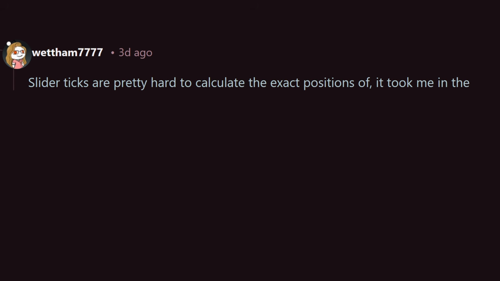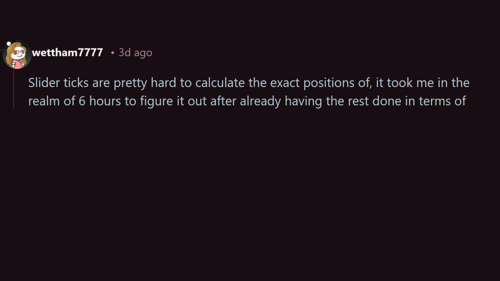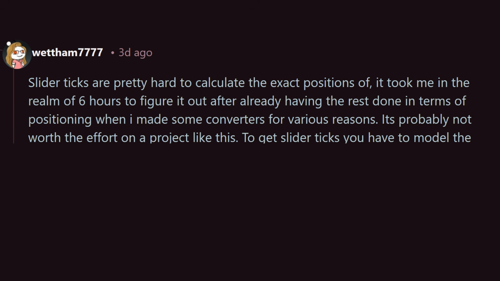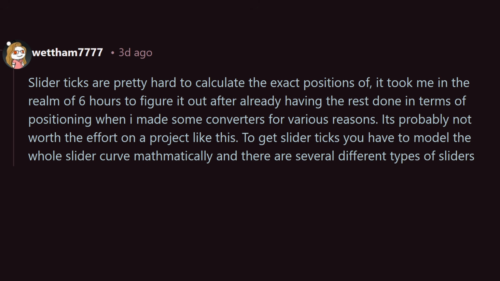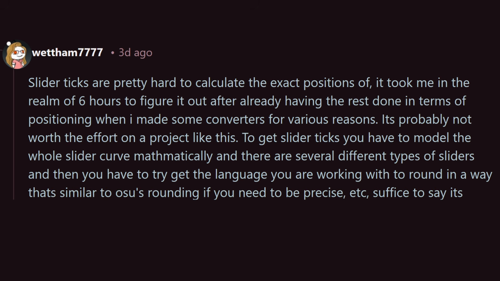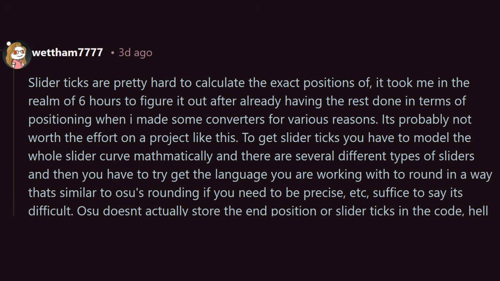Thanks, Thunderbirdo. Slider ticks are pretty hard to calculate the exact positions of. It took me in the realm of 6 hours to figure it out after already having the rest done in terms of positioning when I made some converters for various reasons. It's probably not worth the effort on a project like this. To get slider ticks, you have to model the whole slider curve mathematically, and there are several different types of sliders, and then you have to try get the language you are working with to round in a way that's similar to osu's rounding. If you need to be precise, etc., suffice to say it's difficult.